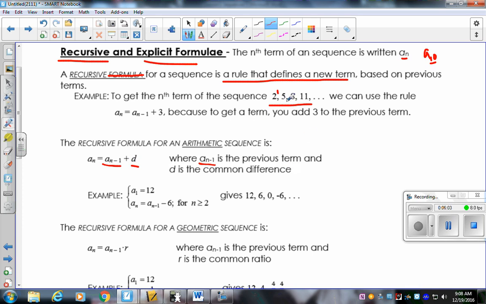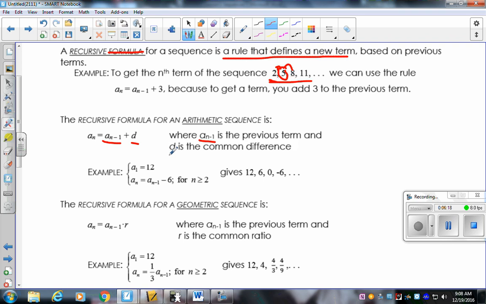So if in my pattern up here, I'm saying, hey, find out what the second term is, all it's saying is take the first term and add 3, which is 5. To get the next one, take that term, the 5, add 3, which is 8. And then to get the next one, take the 8 and add 3. So you got to keep going.